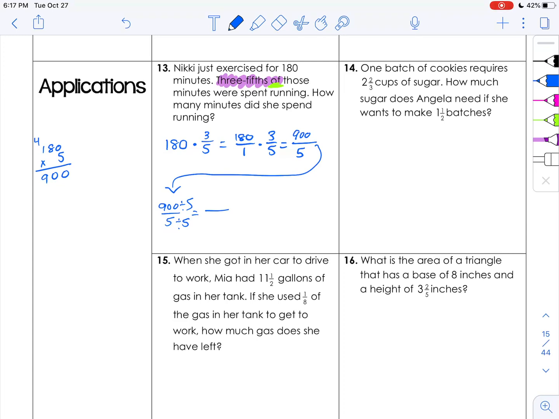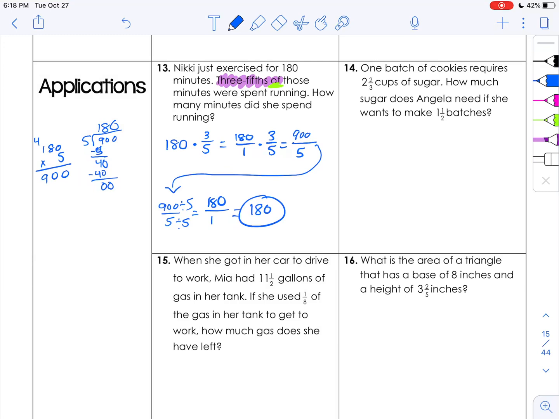To know how many times 5 will go into 900, come over to your side. 5 will go into 9 one time. 1 times 5 is 5. Subtract and get 4 and bring down your 0. 5 will go into 40 8 times. 8 times 5 is 40. Subtract, bring down your last 0, and 5 goes into 0 0 times. So 900 divided by 5 is 180. And then 5 divided by 5 is 1. So 180 over 1 is 180.